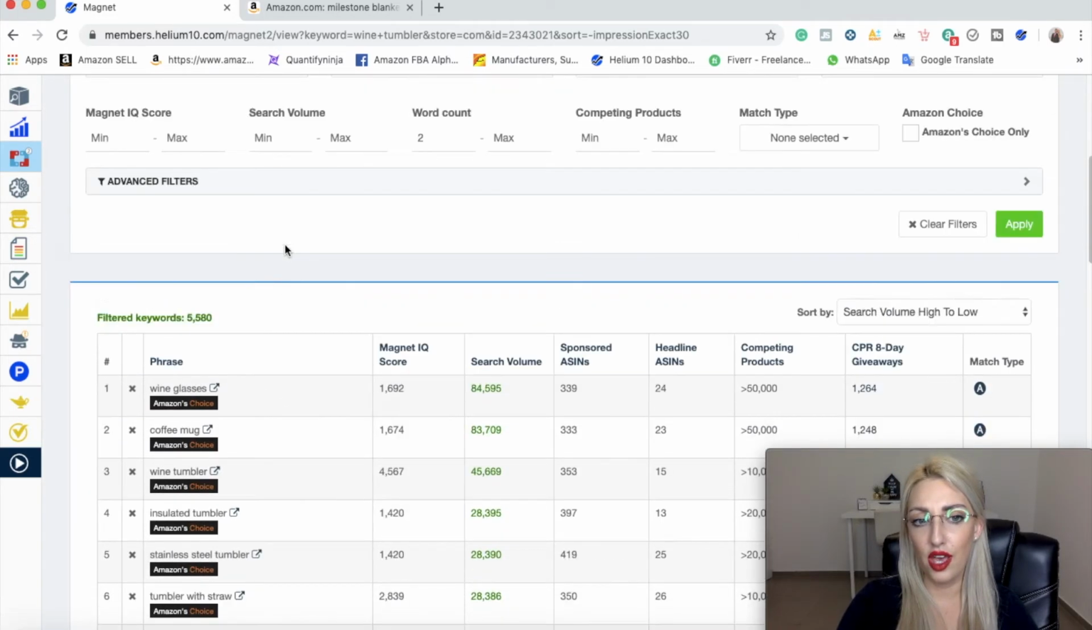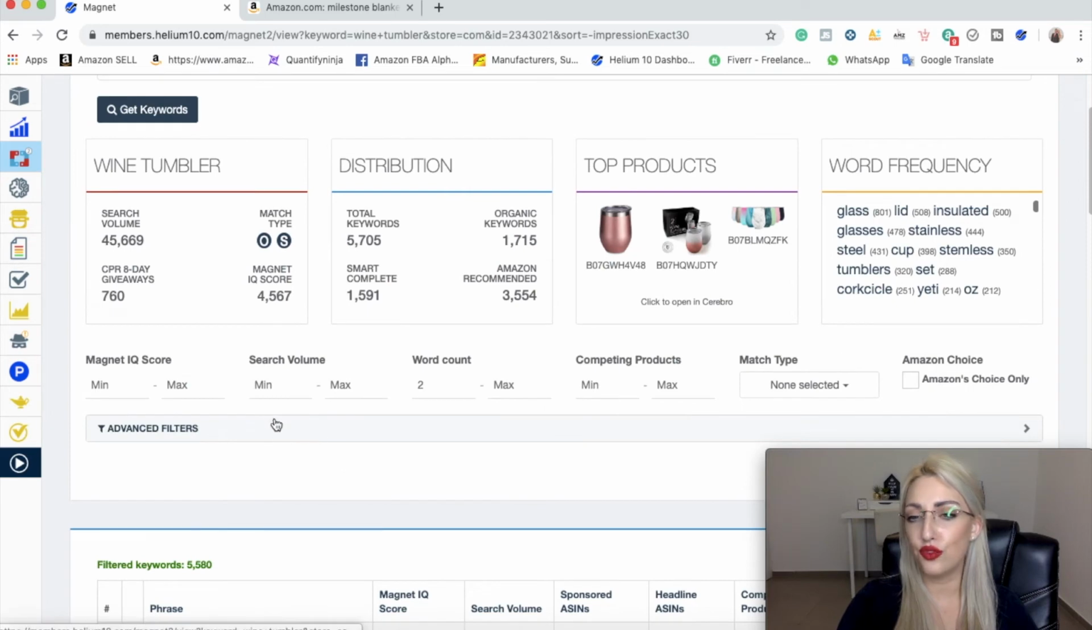Okay, there you go. And those are the two different tools on Helium 10 that you can use to make sure that you're looking at the right keyword. So it's either Magnet or Cerebro or both. But that is also not enough. Once you've done that, you then need to also go and have a look on Amazon.